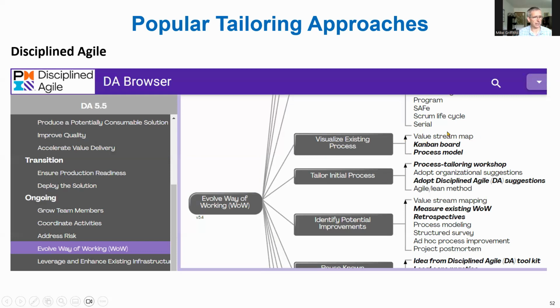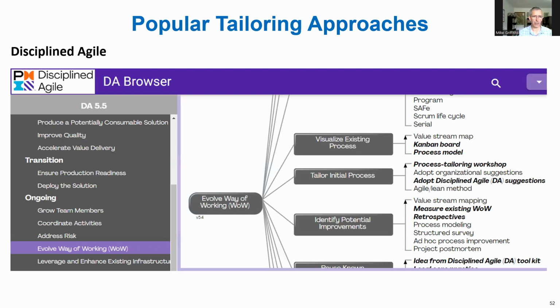It's the top of a list. But the bolded items show common ways or starting points. So maybe we show our process through a Kanban board, right, or a process model. So it's a nice way to look at different ways of working, see where you're at currently, right? And then look if there's a generally accepted better way that you might want to move to.